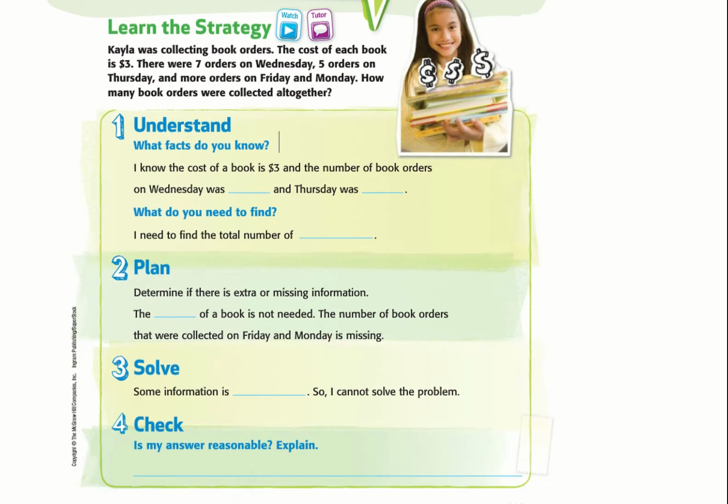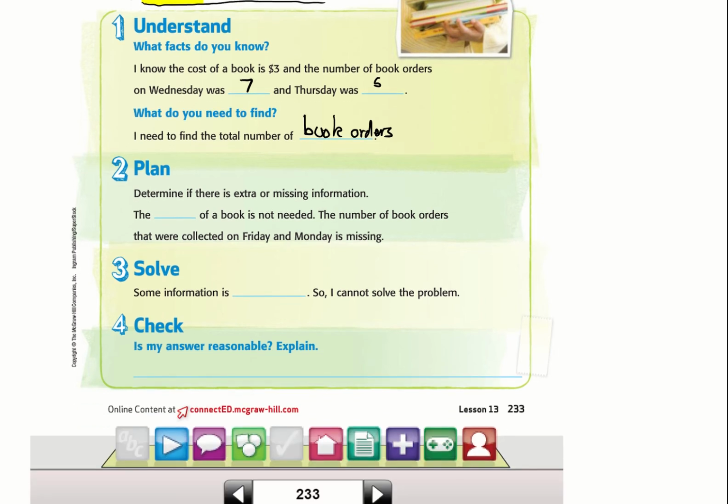Number 1. Understand. What facts do we know? I know the cost of a book is $3 and the number of book orders on Wednesday was 7 and Thursday was 5. What do I need to find? I need to find the total number of book orders. Because based off my problem, book orders is just how many book orders were collected. So that's what we're looking for.